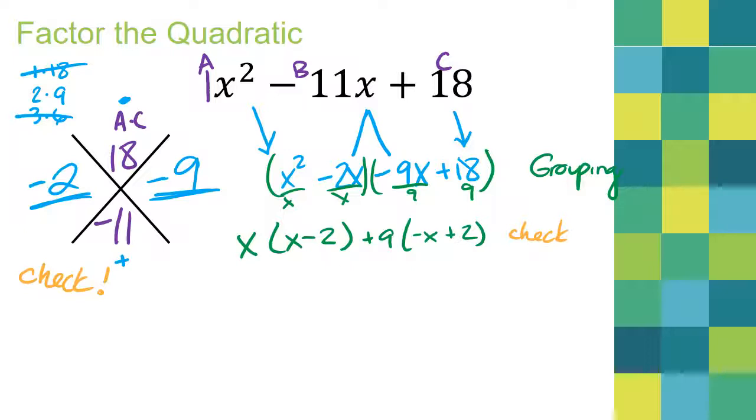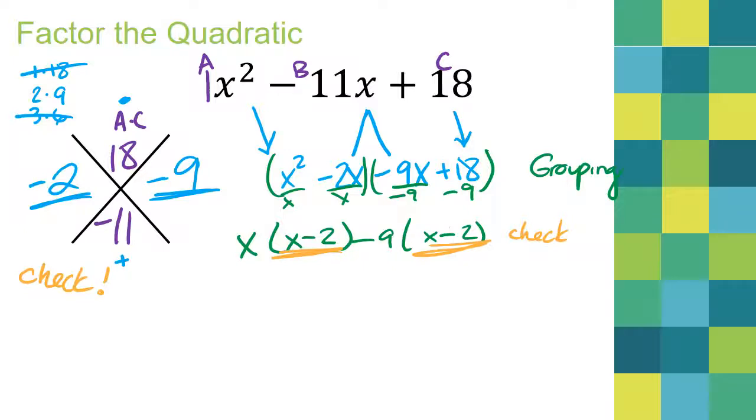If I take a look, I took out a positive 9. Even though they're both not negative, I can still try taking out a negative. If I take out a negative 9, that would leave me with a positive x and a negative 2. Hey, now if I look at my check, now it's right.